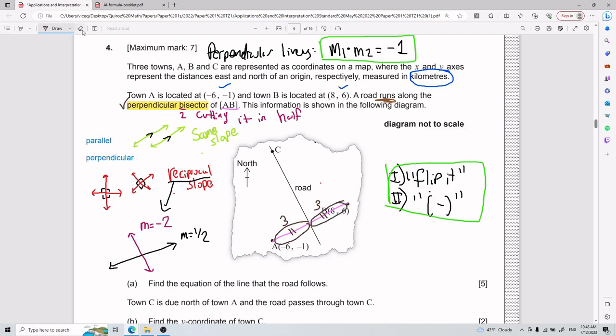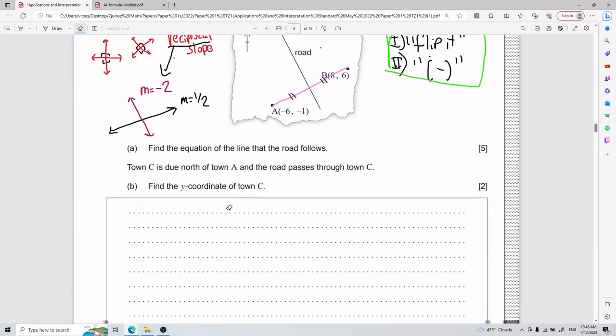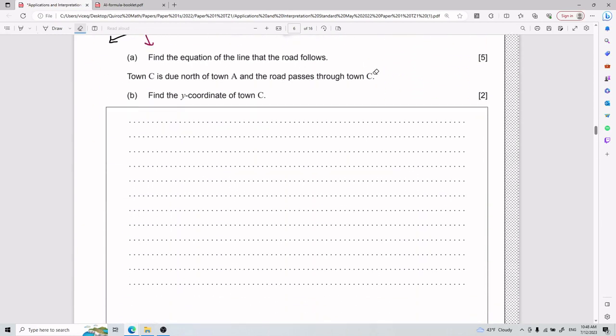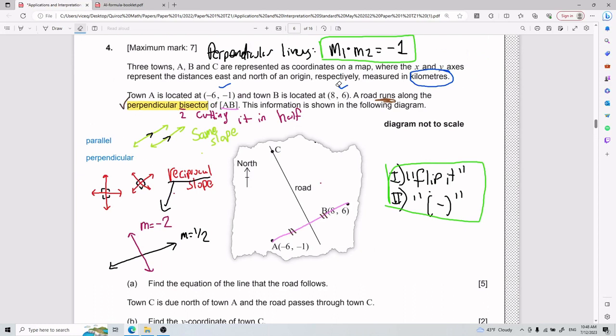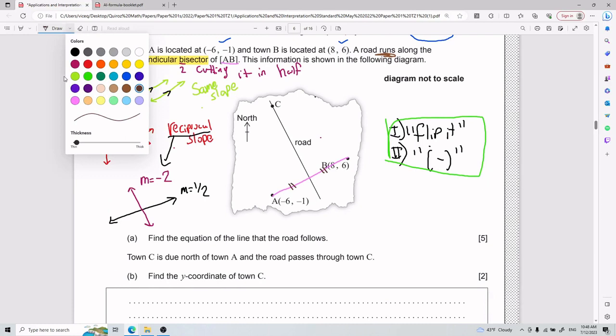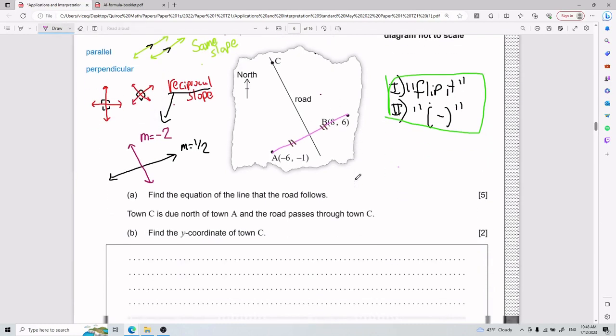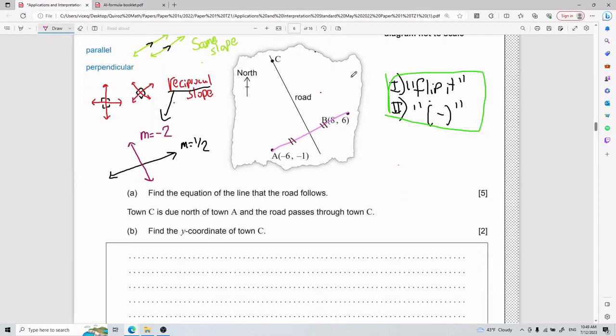All right? Cool. So now that we understand the vocabulary and what's going on, let's jump into it. Part A. Find the equation of the line that the road follows. All right, cool. So since we know that it's a perpendicular bisector, we need to capitalize on that information. So what I can do for now is get the slope of the guy in pink. So the guy in pink, how can I work around it?